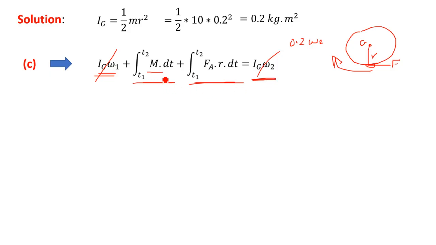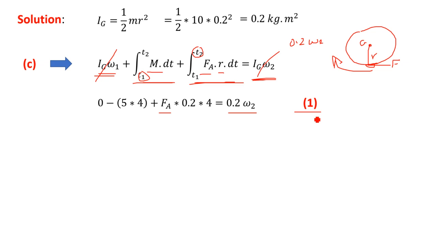The torque given to us is 5, times 4 seconds, so it's going to be 5 times 4. For this part, it's going to be the FA multiplied by 0.2 multiplied by 4. And thus we are going to have the equation with omega 2 on one side and the FA on the other side. And this will be my equation 1.